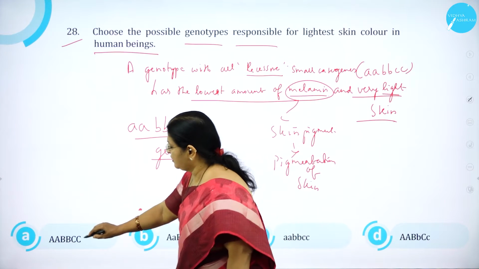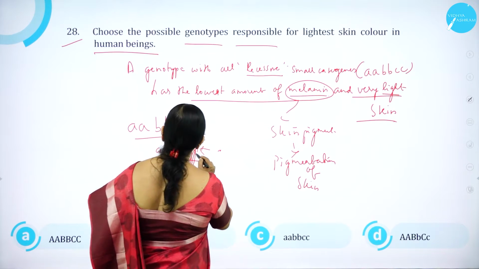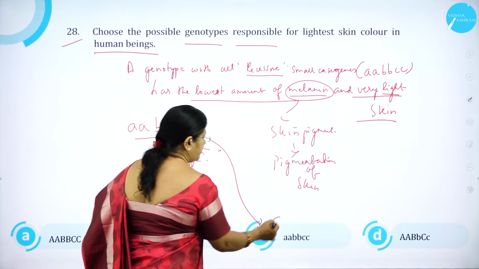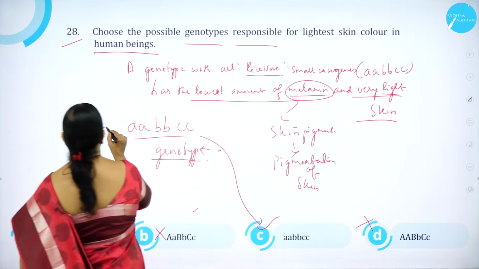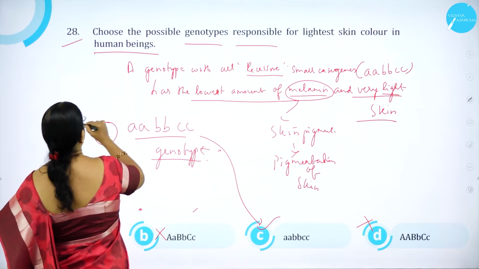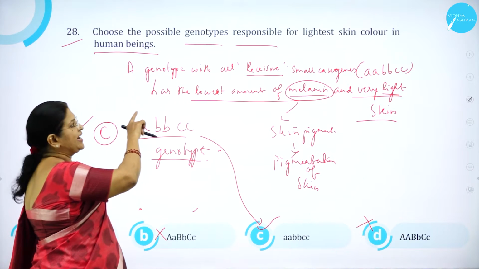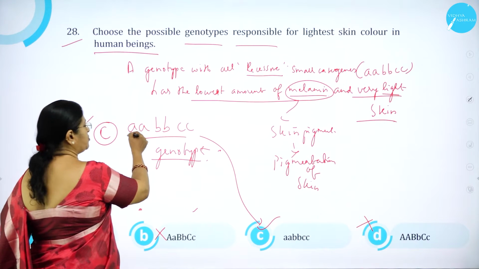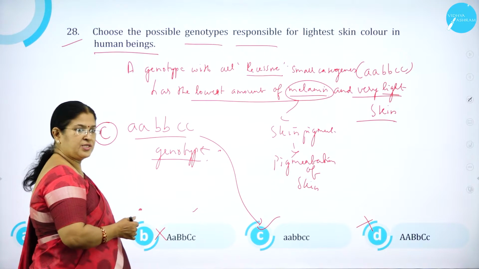So here it is wrong. Here it is wrong. Here you can see it is right and D is wrong. So option C is the correct. So the possible genotypes responsible for lightest skin color in human beings is small a, small b and small c.